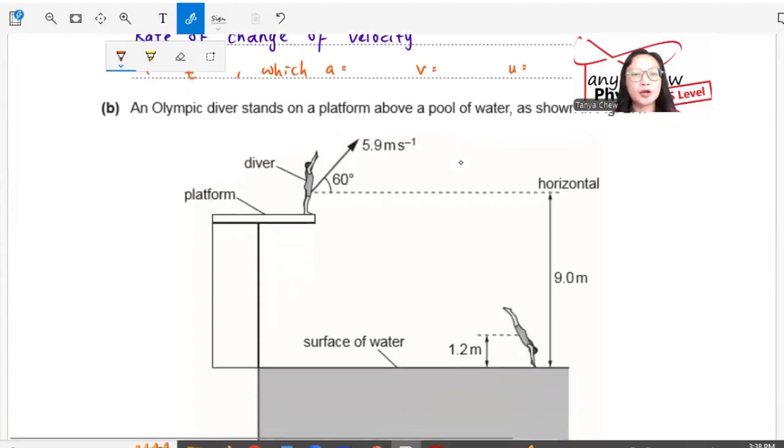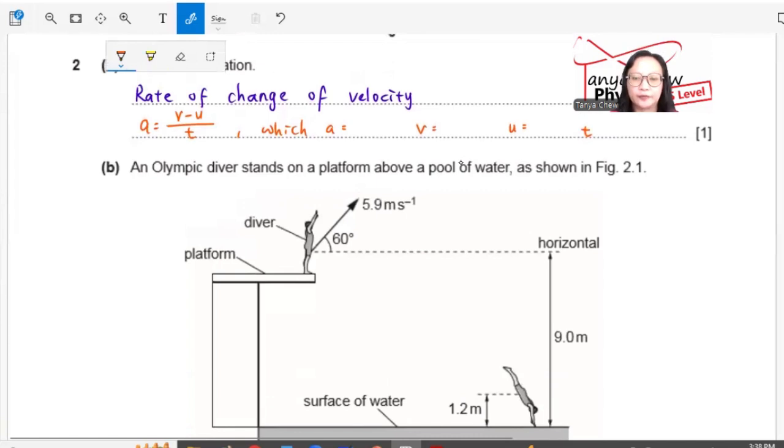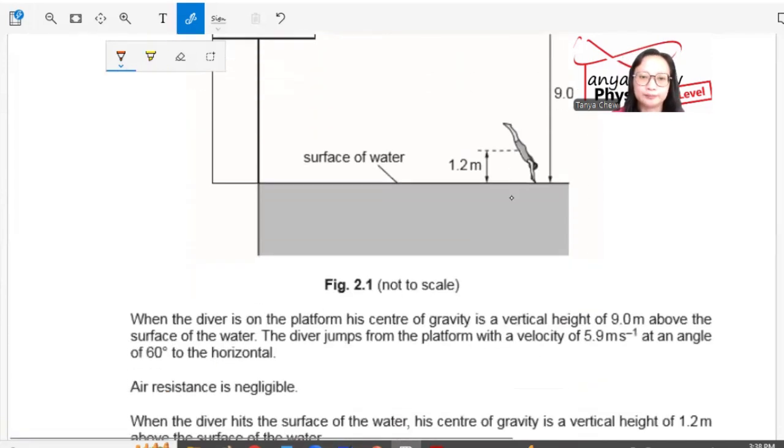B, an Olympic diver stands on a platform above a pool of water as shown in Fig 2.1.